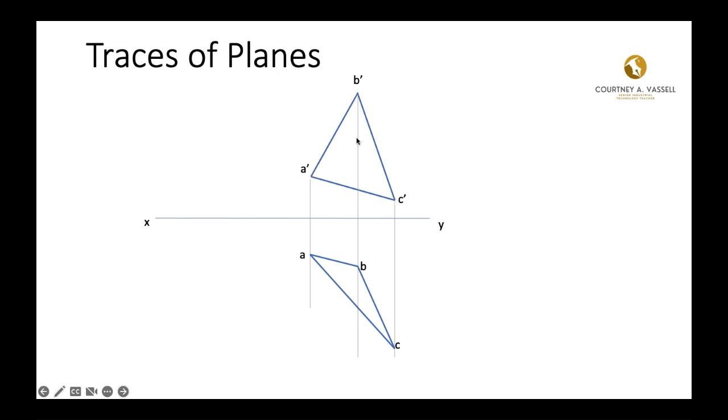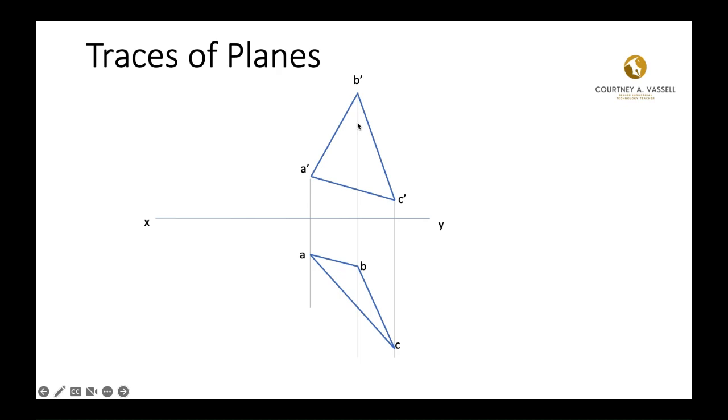We're looking at the front of the set square, and A, B, C will be the set square that we're looking down on. So this would be the plan of the set square, and this would be the front of the set square. Now, the set square is a triangular plane, and we want to find the trace of the triangular plane. So we want to find the vertical trace and the horizontal trace.